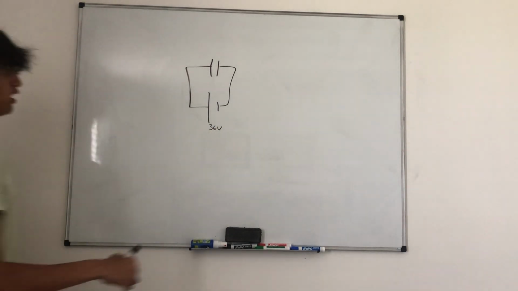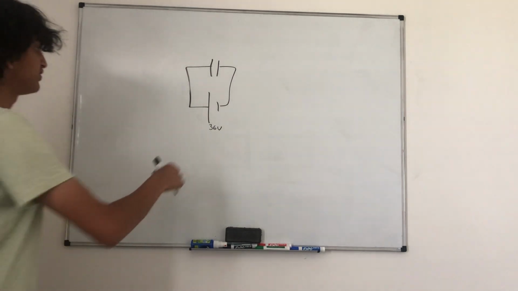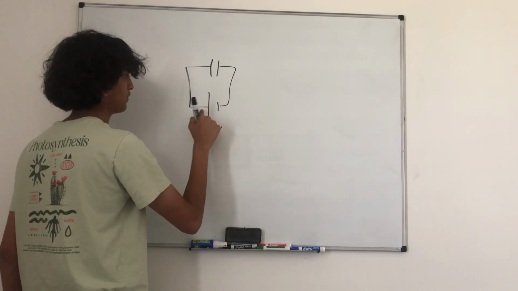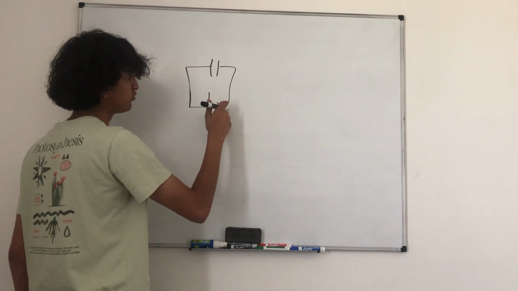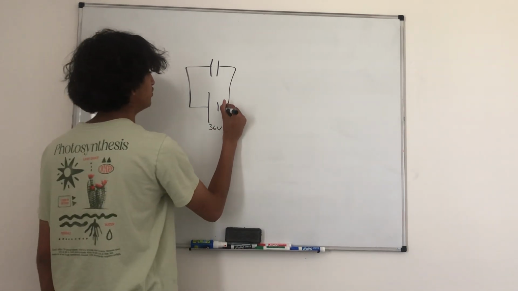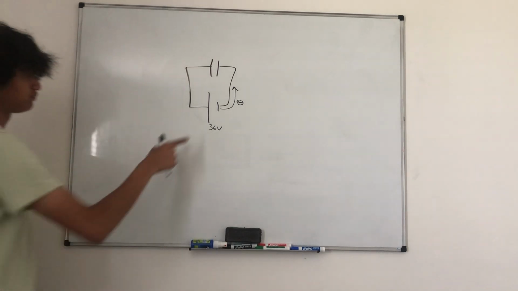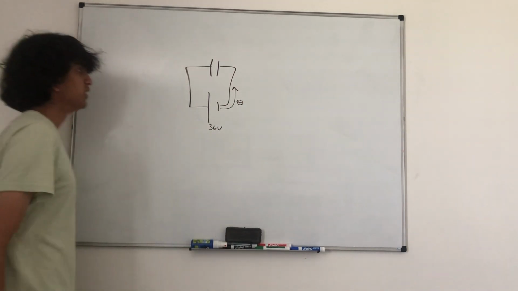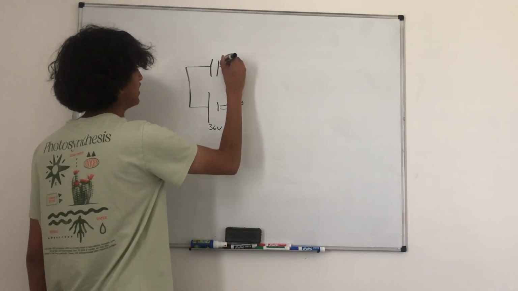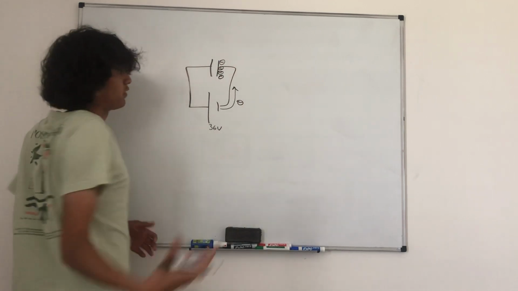Now, what's really going on here is that there are some negatives on this side, and there are going to be some positives on this side. The negatives are repelled away from the negative side of the battery, so the negatives are going to move this way. You're going to get flow this way. So the negatives are going to come over here, and you're going to get negatives all the way on this side of the plate. They have nowhere else to go here.